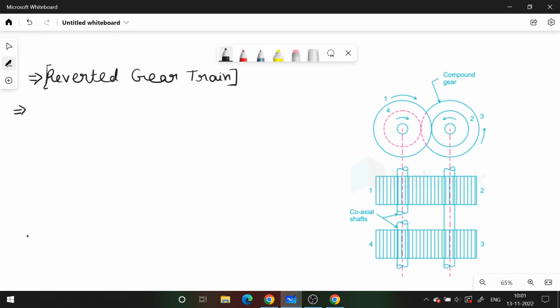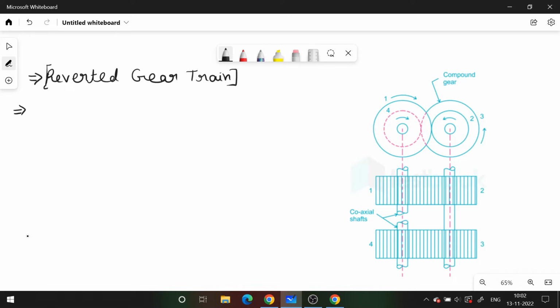Reverted gear train: when the axes of the driver and driven shafts are coaxial, it means when the driver gear and driven gear shafts are in one line, coaxial, and the compound gear train is known as a reverted gear train. This type of gear train is known as a reverted gear train when the driver and driven gear shafts are coaxial.